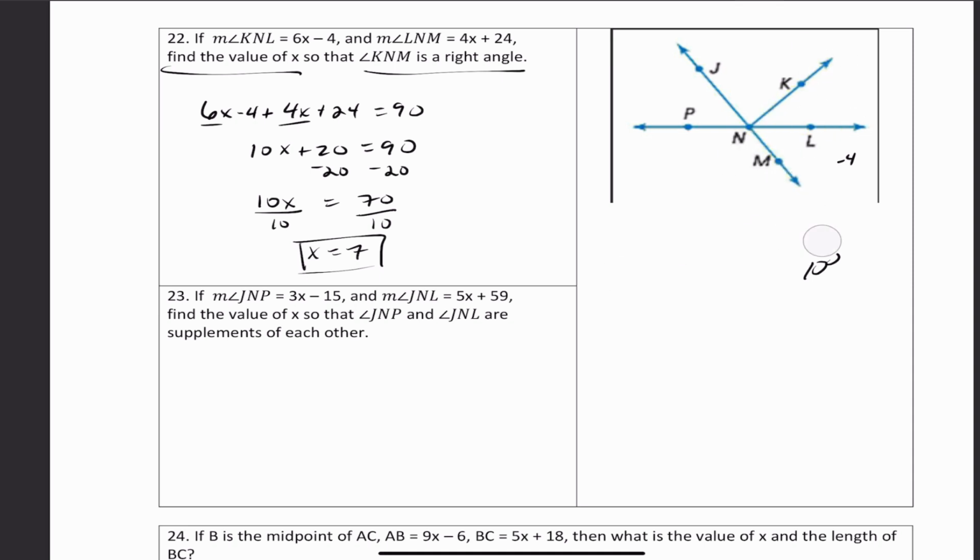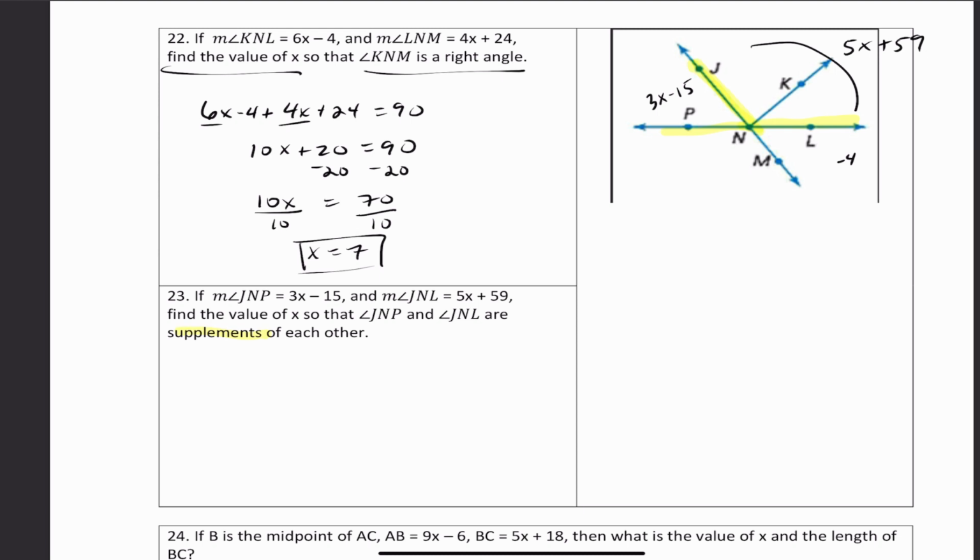I'm going to go ahead and stop there, and I'm going to erase this and look at where things are. So JNP, that is 3x minus 15. And then JNL is right there. That's 5x plus 59. Find the value of x so that the angles JNP and JNL are supplements of each other.